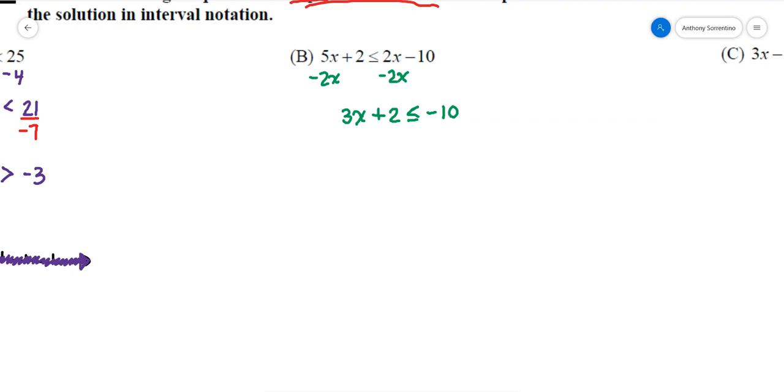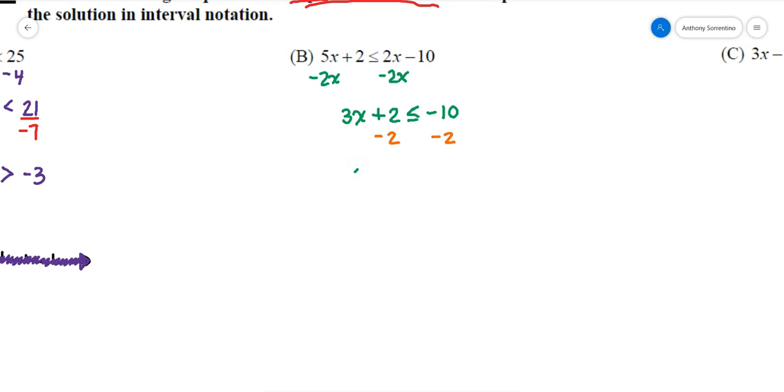I now have all my x's on one side of the inequality, and I also combine like terms. So the left-hand side is as simplified as I'm going to get. Now I'm ready to get x alone. So I'm now going to subtract 2 from both sides.